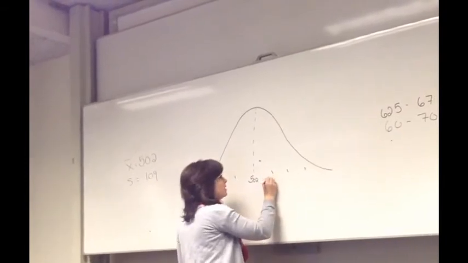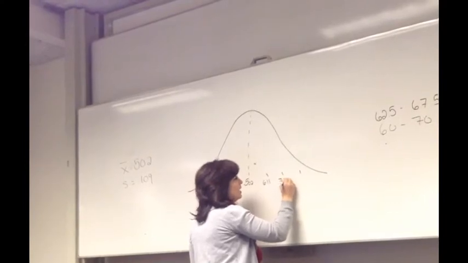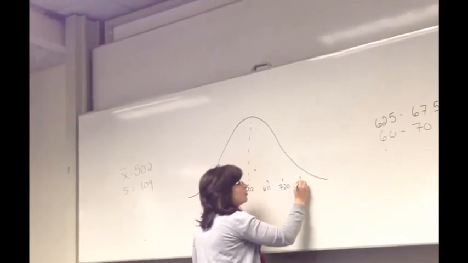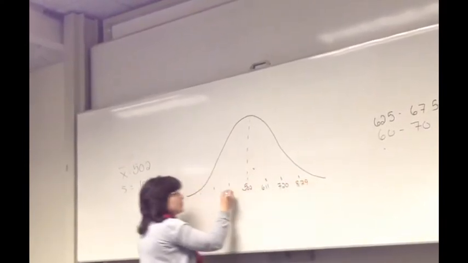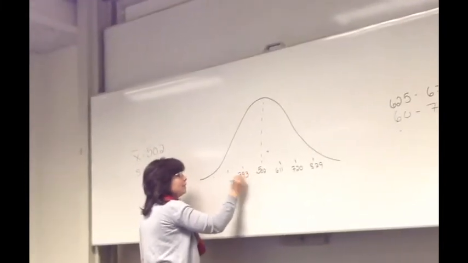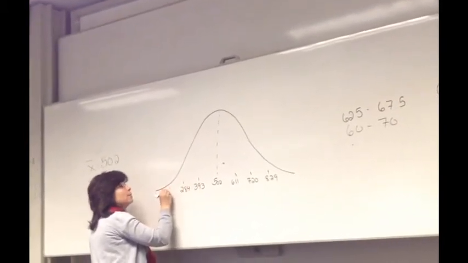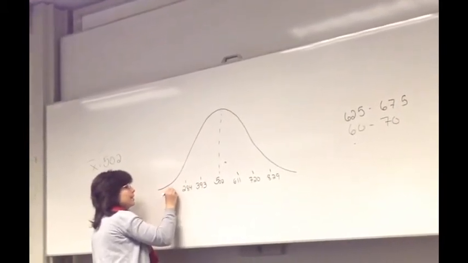Help me with this. So this would be, what? 611, 720, and 829. And this way? 393, 284, and what? 175. Thank you, 175. Okay?